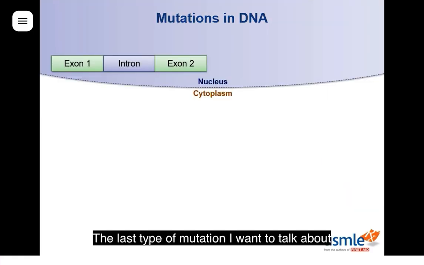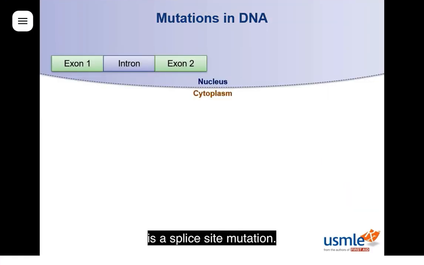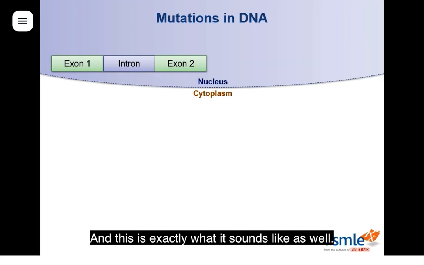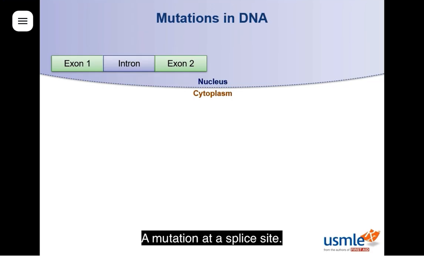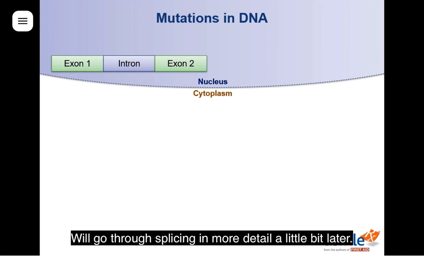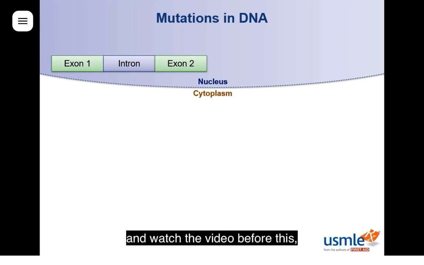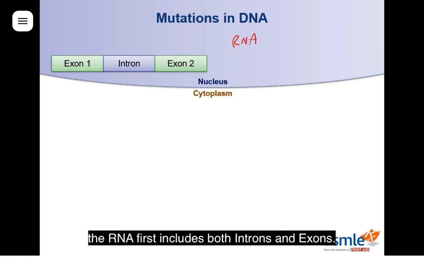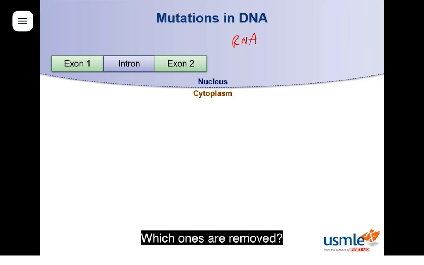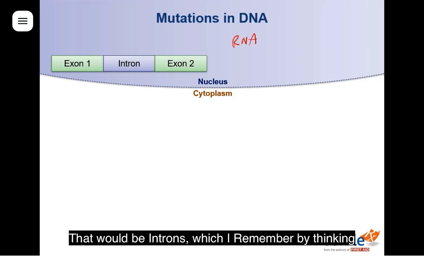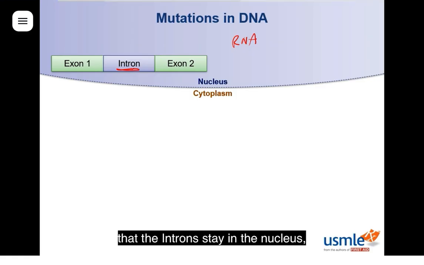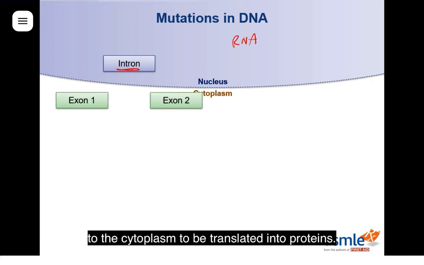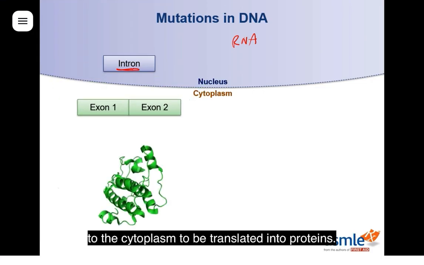The last type of mutation I want to talk about is a splice site mutation, and this is exactly what it sounds like as well, a mutation at a splice site. We'll go through splicing in more detail a little bit later, and if you want, you could go ahead and skip ahead and watch the video before this, but I'll summarize it here. When a gene is transcribed into RNA, the RNA first includes both introns and exons. Which ones are removed? That would be introns, which I remember by thinking that the introns stay in the nucleus, since they're removed while everything else goes out to the cytoplasm to be translated into proteins.